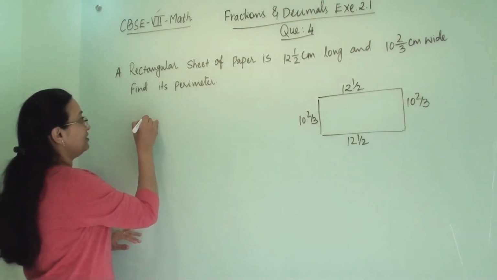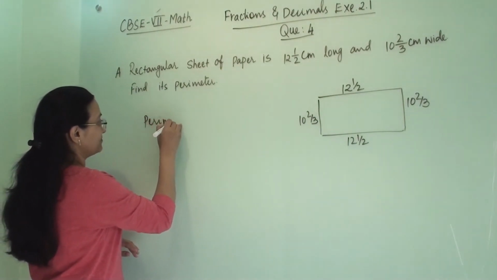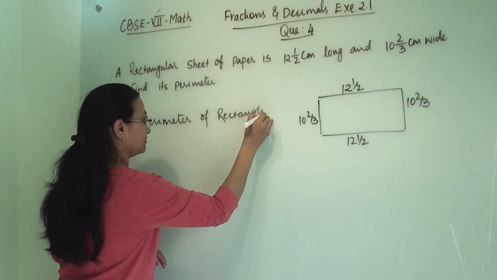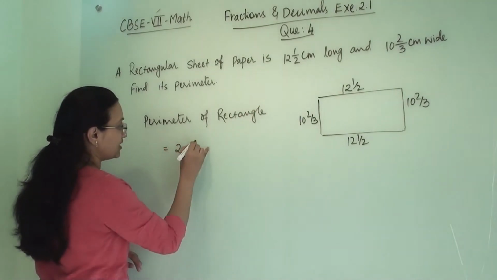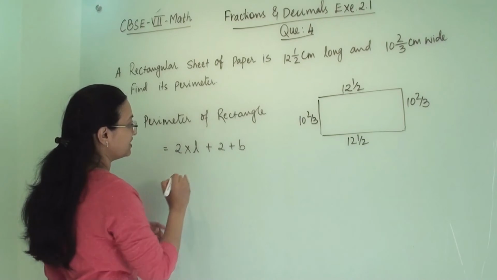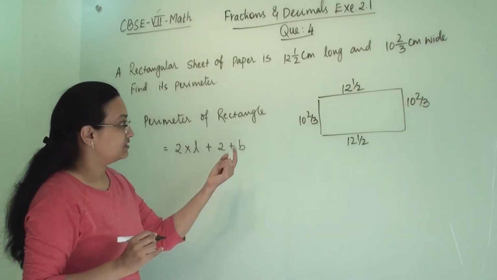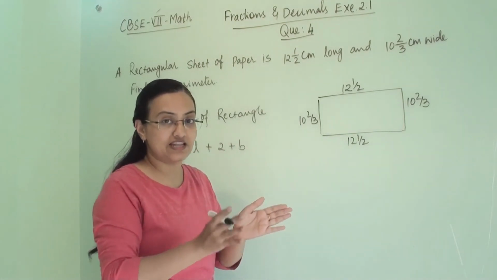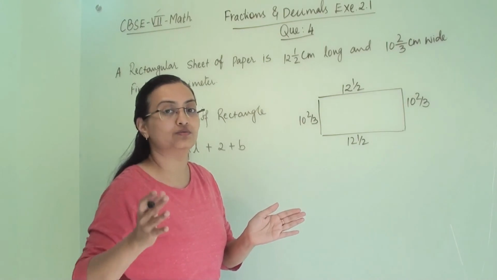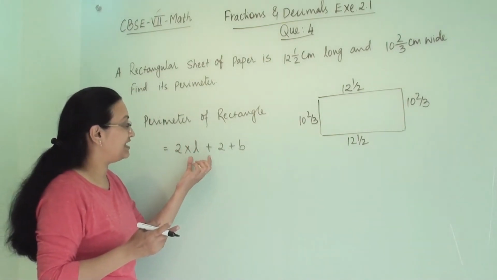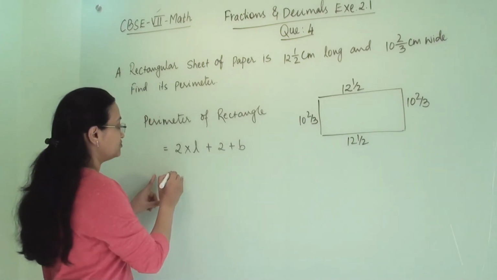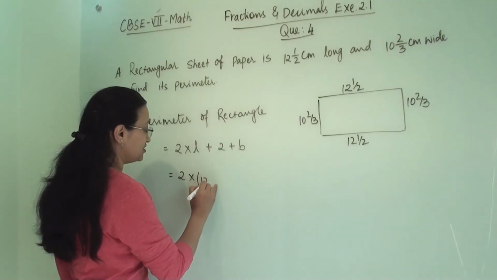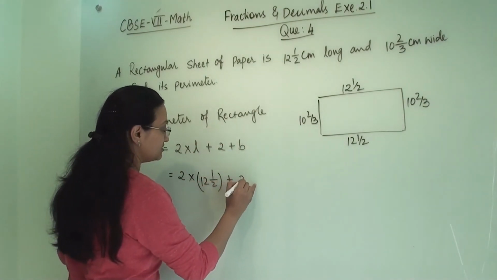Now the formula for the perimeter of a rectangle is 2 into L plus 2 into B. So 2 into length. These two are the length, or you can also write length plus width or breadth plus breadth. Here I have written 2 into L plus 2 into breadth. So here 2 into, we have to multiply the length. So it is going to be 2 into 12 1 by 2 plus 2 into breadth.